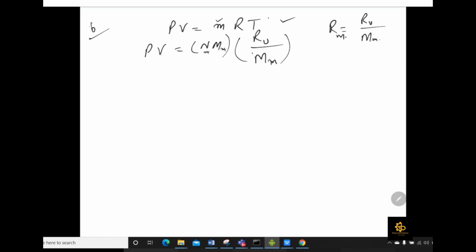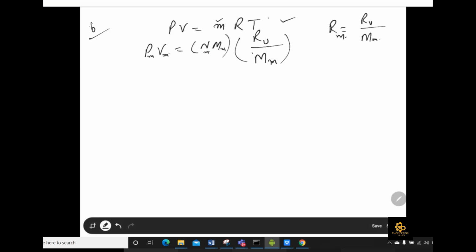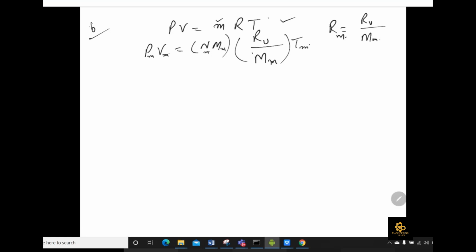This is also Nm. This is Pm. This is Vm, because we are talking about the mixture ratio. Okay, so that's why we have to develop one relation for the mixture. Then this is the Tm.